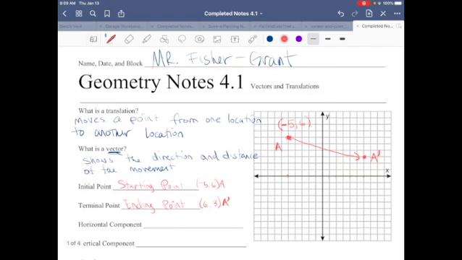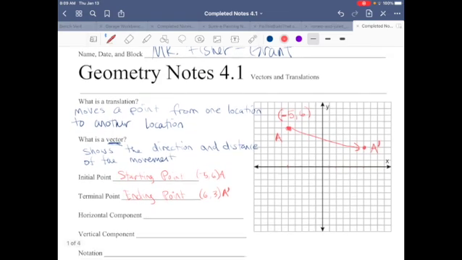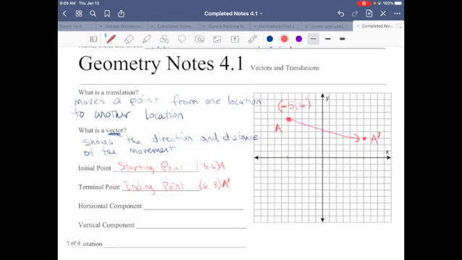So we're going to think about this in a couple of ways, right? We're going to say there are two directions that we moved this. We've got our horizontal component, so that's how far it moves on the x-axis, right and left on the x-axis. And then the vertical component is, how far did we move it up and down on the y-axis, right? So that's up and down on the y-axis.